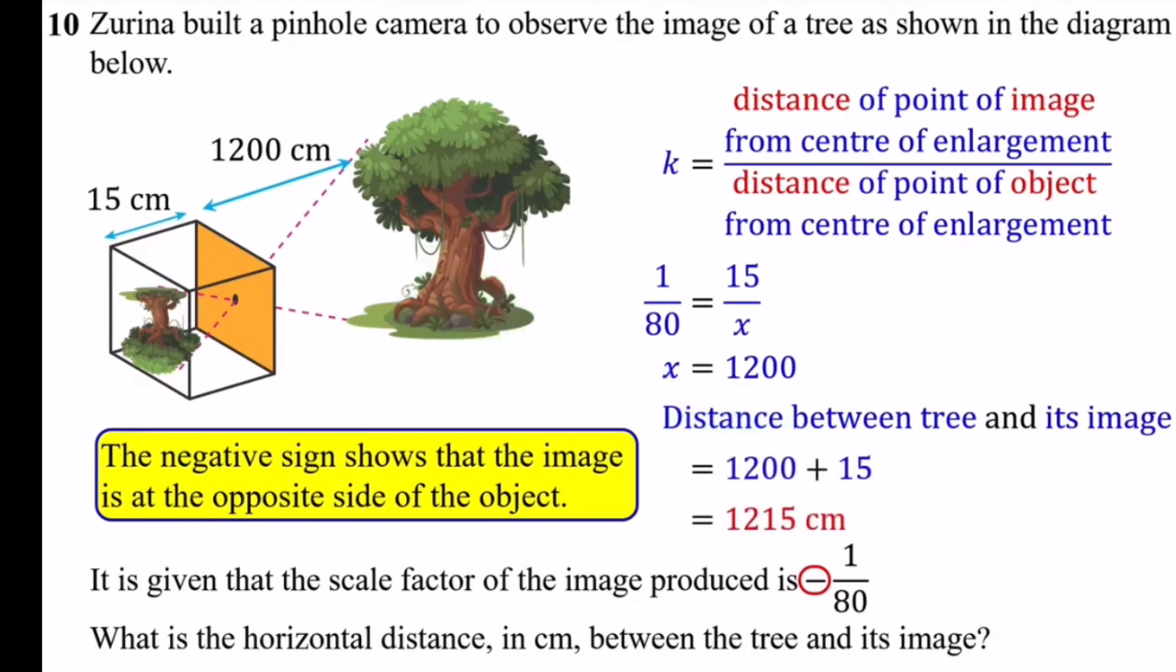Hence, the distance between the image and the tree is 1215 centimeters. You just take 1200 plus 15 centimeters to get the final answer. Okay, let's proceed to the last questions.